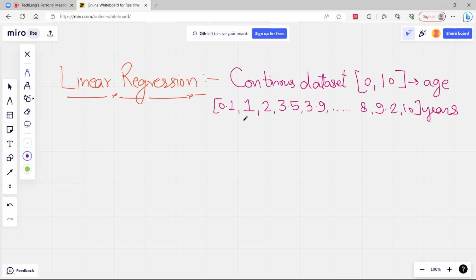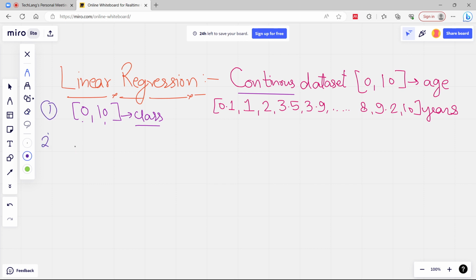There is no certain fixed value between 0 to 10 of which I can say this is class 1 or class 2, which means I continuously have data between the minimum and the maximum value. This is called a continuous data set. Now let me take another example. This was the first example.